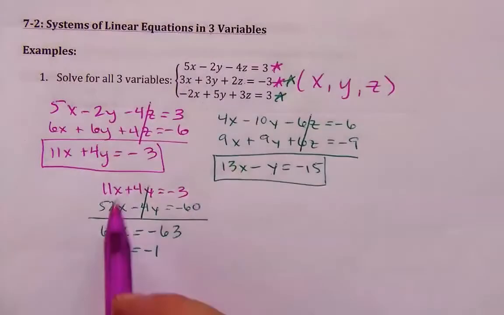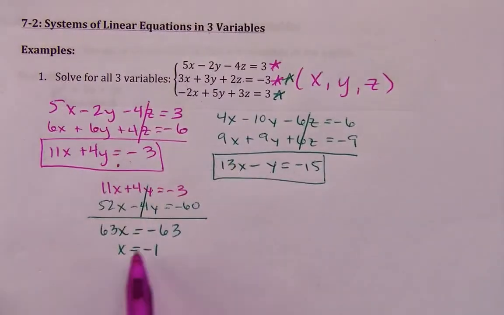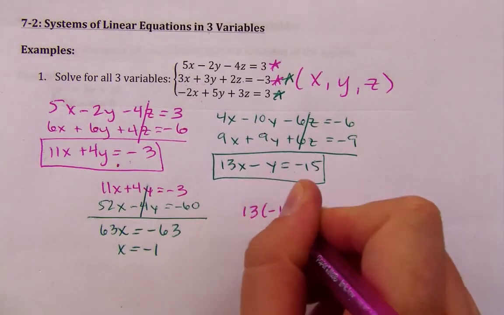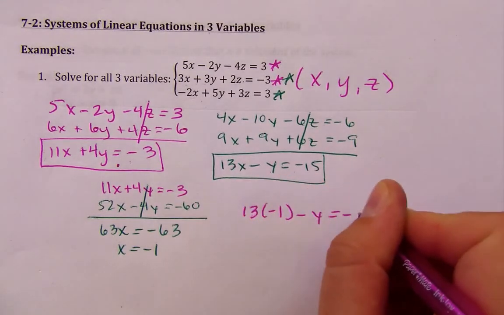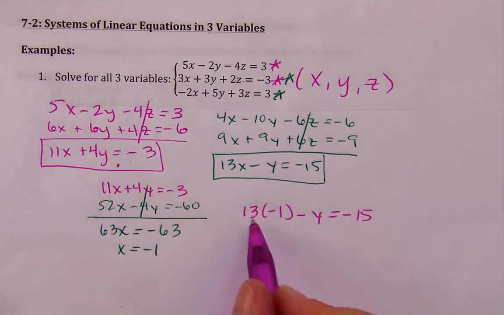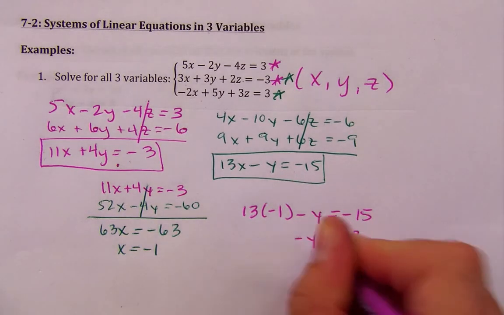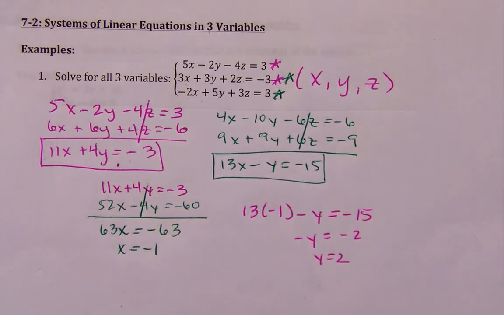Now the nice thing is I can plug that into either one of these equations to solve for y. I'm going to choose this one. You could choose either one. And I have negative 13 here. If I add 13 to both sides, I have negative 2 equals negative y, so y equals 2.